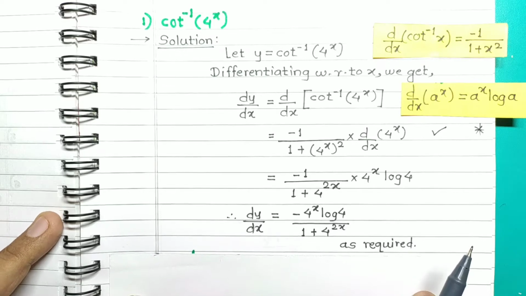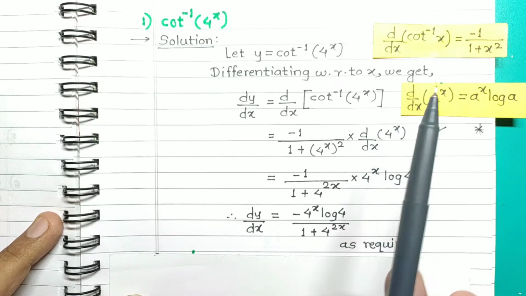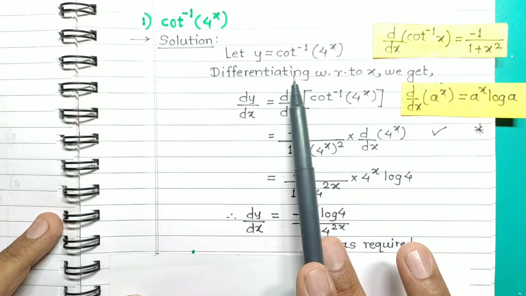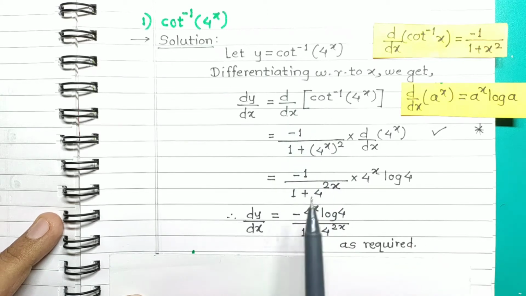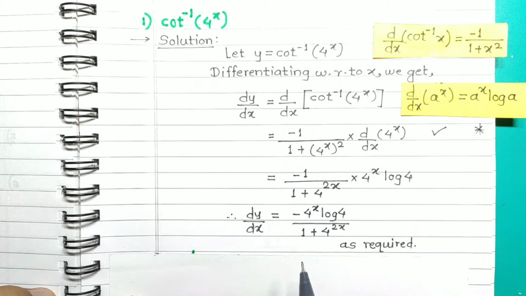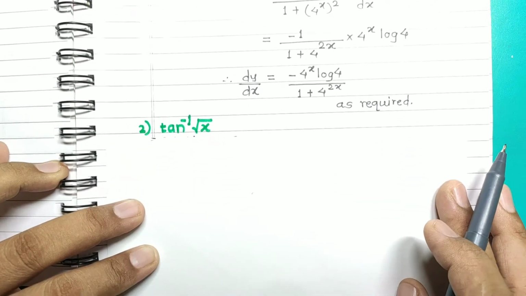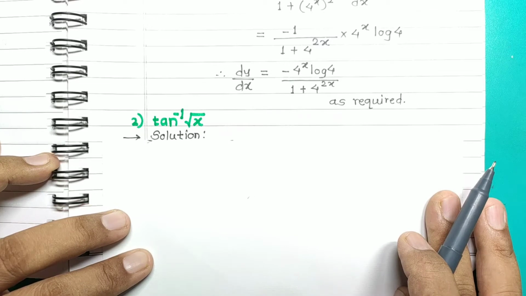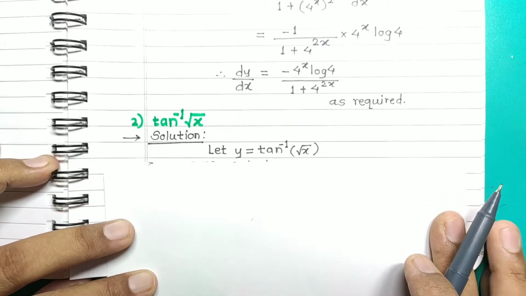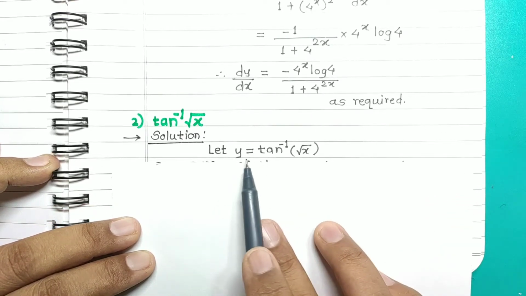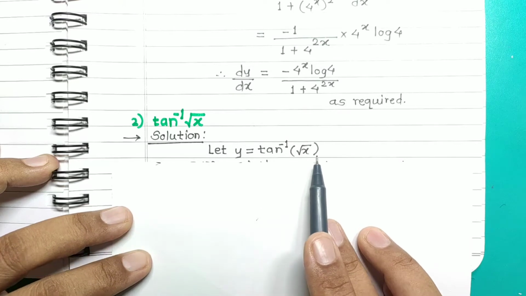See, we have used chain rule and derivatives of inverse trigonometric functions to solve this example. You do it on your own again. Then next example is tan inverse of root x. So in the solution you write down the given function and let it be y. So we have y is equal to tan inverse of root x.